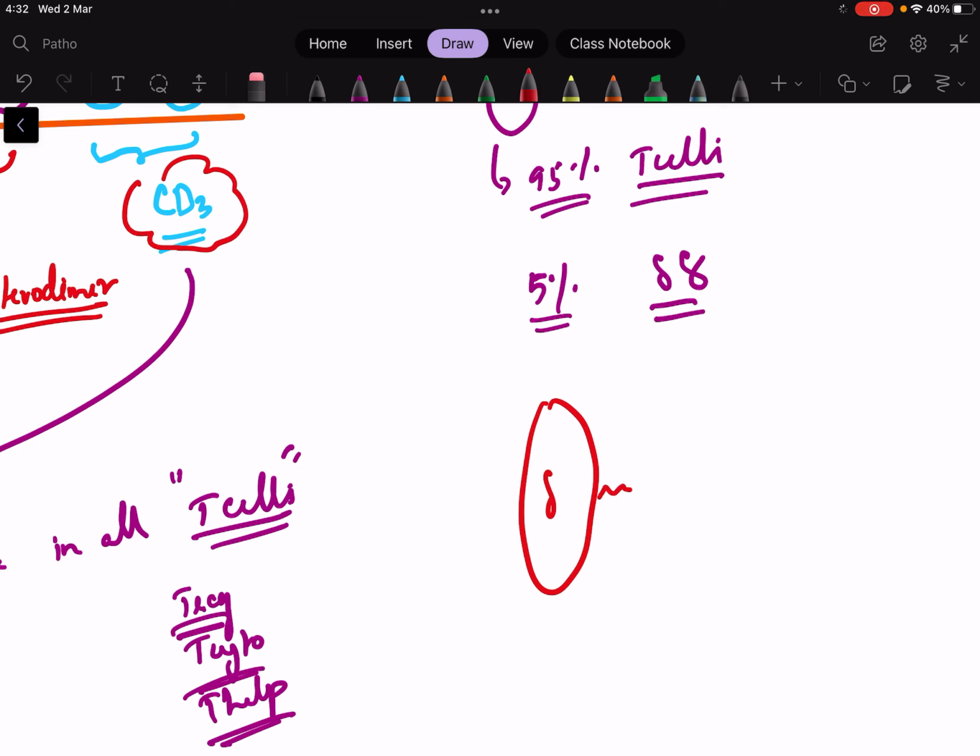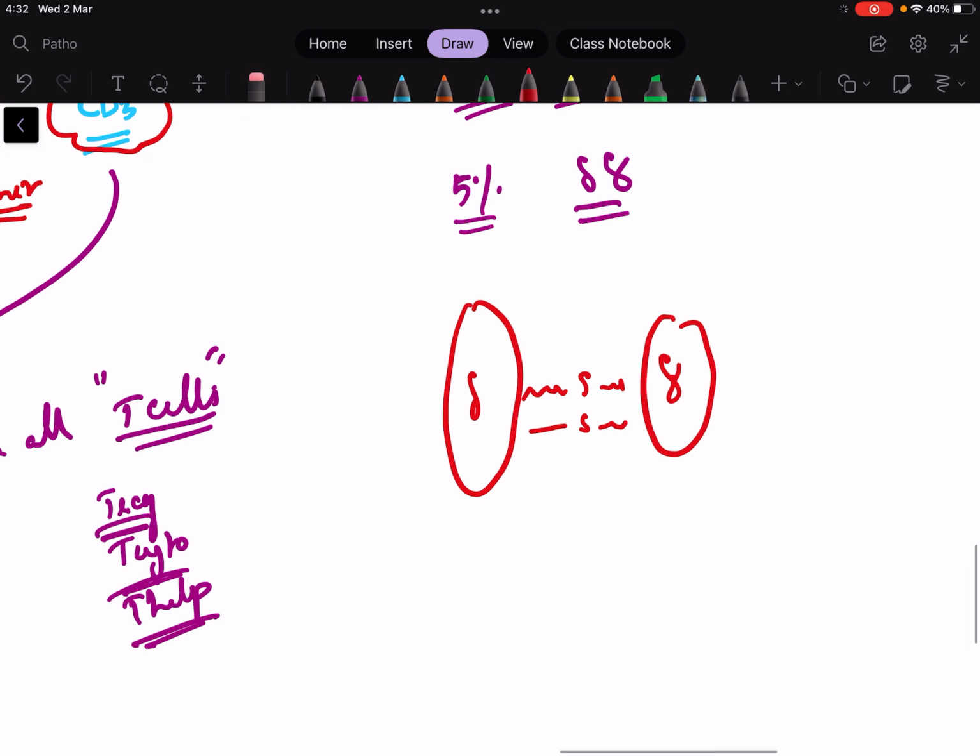Delta linked with disulfide bonds and gamma composition. It is present in 5% of T cells. I will explain this one.